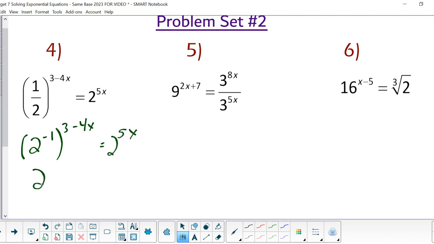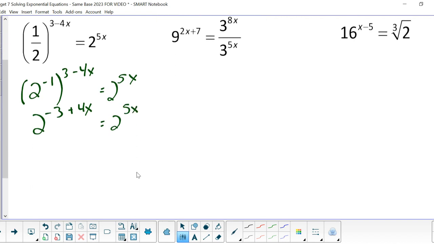So now I can distribute that -1, and I have 2 to the -3 plus 4x equals 2 to the 5x. And just like before, once the bases are equal, you can set the powers equal to each other. So I have -3 plus 4x equals 5x. Subtract 4x, and we get x equals -3.